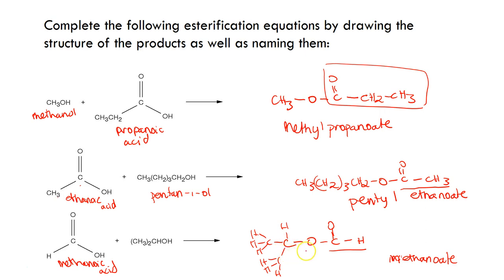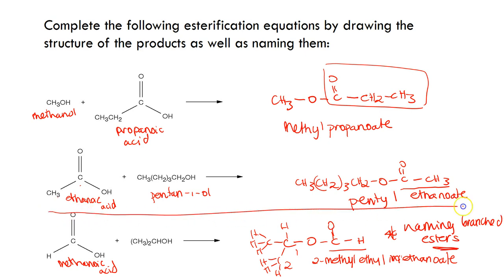And then this one's a little bit tricky. So we've got 1, 2 for our chain, and then we've got a methyl coming off it. So in this case, it's going to be 2-methylethyl methanoate. Now you don't have to do naming of branched esters in the standard level course, or higher level for that matter. It's just one to see if you could figure it out. But you won't get anything more difficult than these kind of ones here.